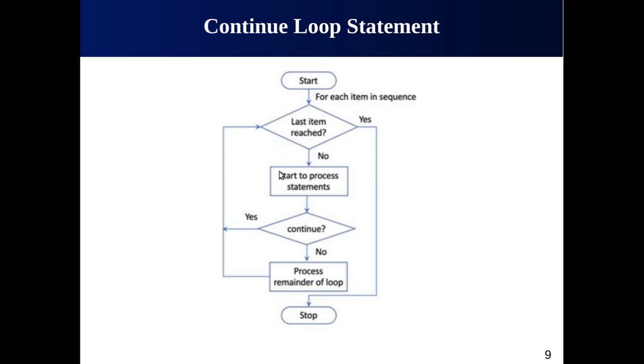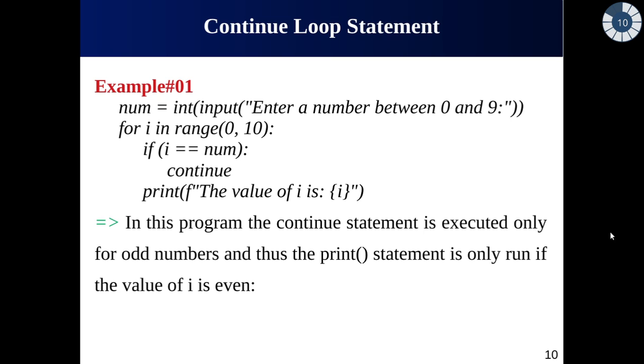To see an example, you can see here the continue statement is followed normally by an if statement. The if statement can be used to determine when the continue statement should be executed. So as with the break statement, the continue statement can come anywhere within the body of the loop. This means that you can have some statements that will be executed for every value in the sequence, and some that are only executed when the continue statement is not run. So here's an example to make things clear.